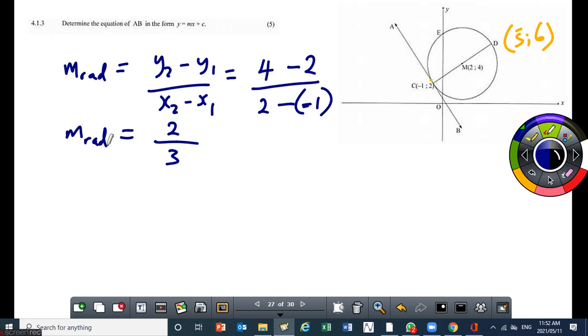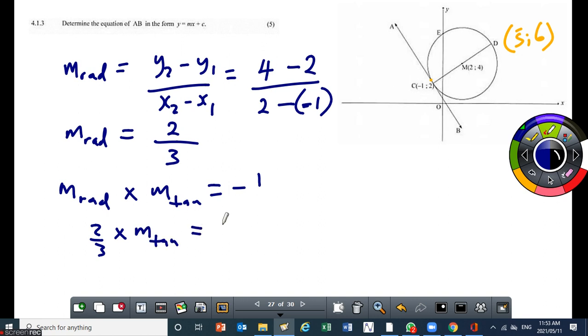Since the gradient of the radius is positive and it's a fraction less than 1, the gradient of the tangent is going to be negative and the reciprocal of this. So m radius times m tangent gives me -1. Here I'll put 2 over 3 times that. All you have to do is divide -1 by 2 over 3. You don't have to complicate it. So m tangent is going to be -3 over 2. You just swap these two and make the answer negative, because the gradient of the radius is positive. They cannot both be positive or both be negative.